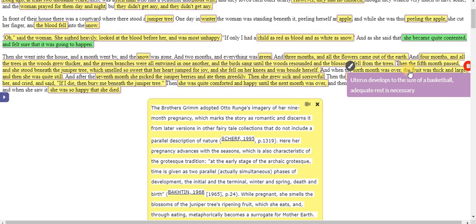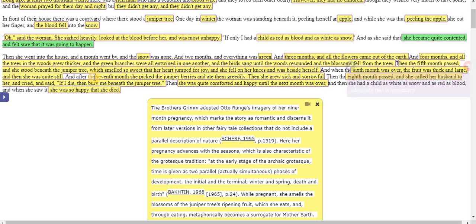Okay, the 6th month was over and the fruit was thick and large. So again, the fruit on the tree grew thick and it grew large. So again, it might also be a reference to her womb. The lining of her body, her womb developed, her uterus developed into the shape of a basketball. It grew thick and it grew large, and she was quite still. It also indicates the lethargy that a woman might feel while she is pregnant. A woman might feel lethargic, tired, and she requires an adequate amount of rest during this time period.